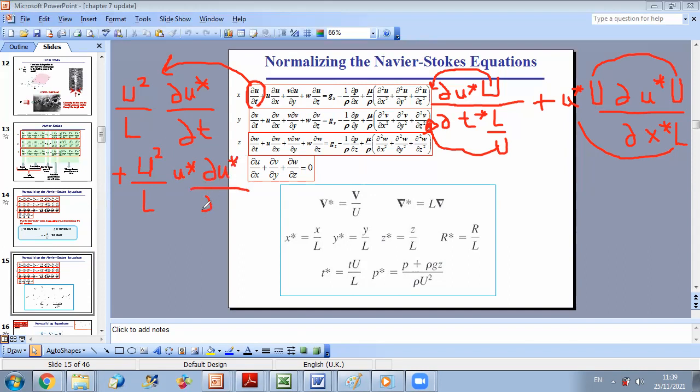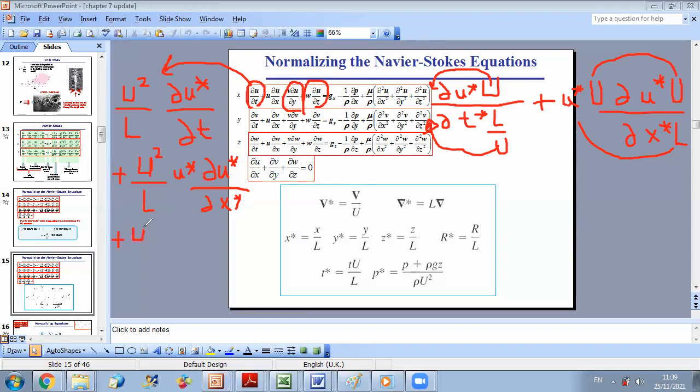Now, no need to repeat the procedure for the other terms. You know why? For these two, you can directly deduce the result, because they are in the same form of U del U by del X. The only difference is that instead of U you have V, and instead of X you have Y. So it will be the same form.